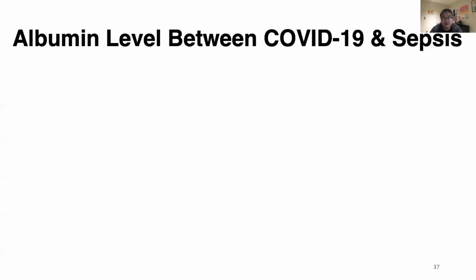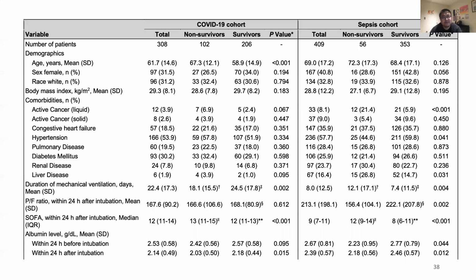The first work we did is comparing the albumin level over time for critically ill COVID-19 patients versus sepsis patients. And this is a cohort characteristic summary statistics for both cohorts. So we did a retrospective study at New York Presbyterian Hospital, Weill Cornell Medicine, comparing, as I said, two critically ill cohorts with COVID-19 and sepsis.